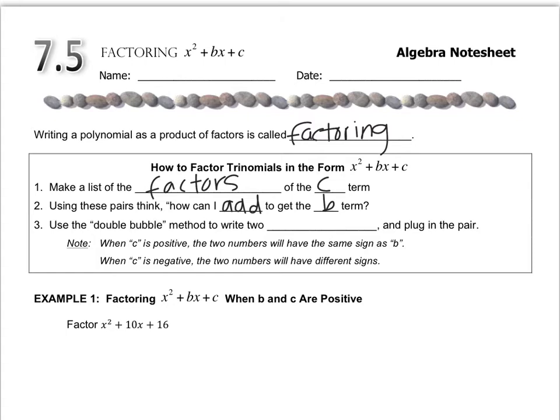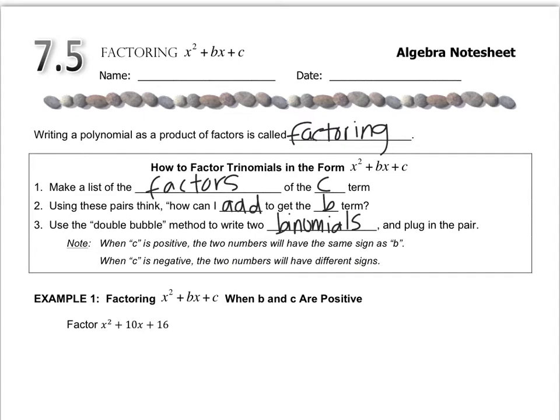Then in number 3, we have this method, which is something that I call it. It's not the official algebra name for it, but it's got a catchy phrase. We're going to use this thing called the double bubble method to write two binomials. And this piece down here is really just a fun fact. You don't have to memorize it. When the c value is positive, the two numbers will have the same sign as b. When the c value is negative, the two numbers will have different signs. One will be positive, one will be negative. That's not necessarily anything you have to memorize, but it might be helpful if you need it.